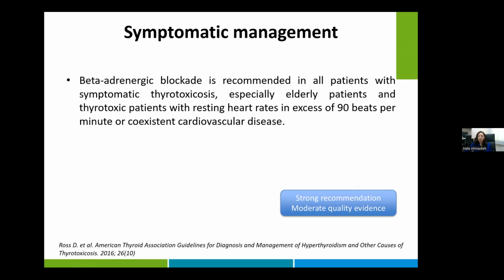How do we treat hyperthyroidism? It's important to do symptomatic treatment. We usually give beta blockers for all individuals who have increased heart rate, if their resting heart rate is more than 90 beats per minute, or if they have a coexisting cardiovascular disease.